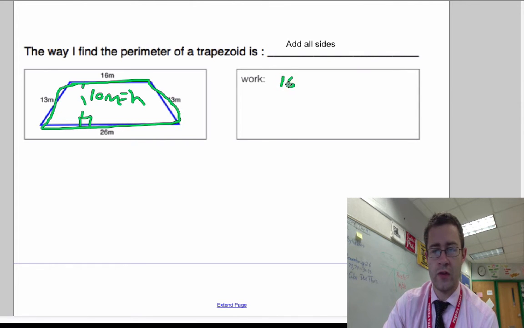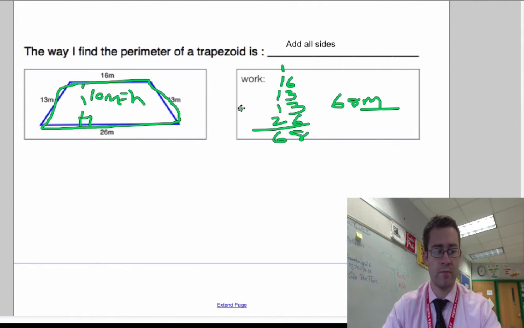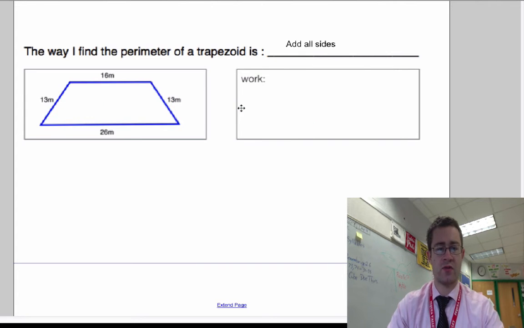So what we do to show our work is we add those edges. Just a reminder, this is a quadrilateral. There should only be 4. So 16 plus 13 plus 13 plus 26. I add those all together. 6 and 6, that's 12. Plus 6 more, that's 18. 1, 2, 3, 4, 68. So we get 68 meters. For that, make sure you label. Don't forget.